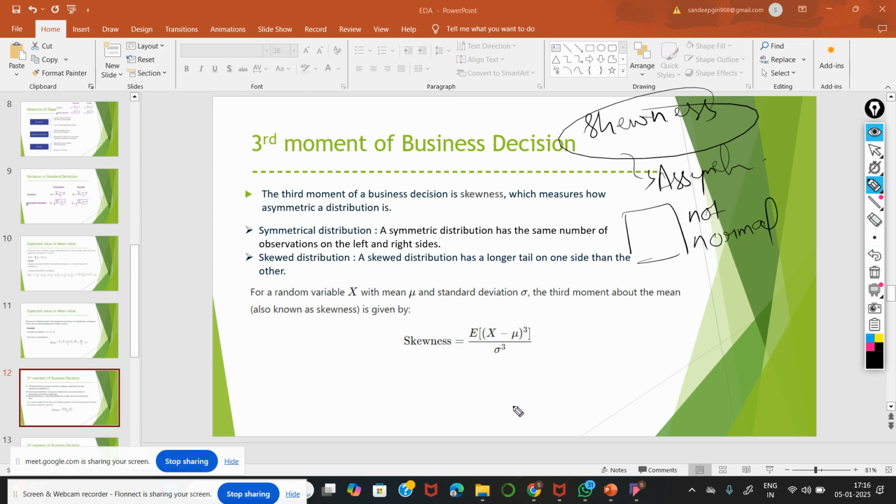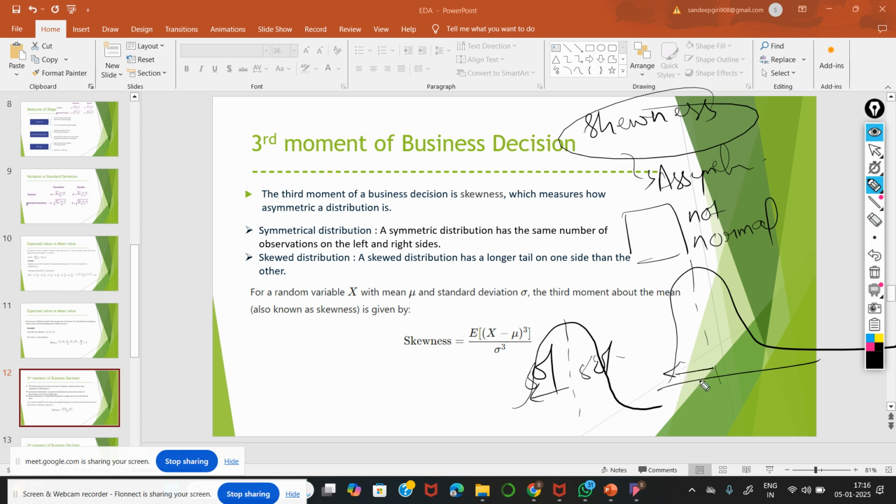Normal distribution is symmetric in nature. If I cut the normal distribution at the middle, 50% data on one side and 50% data on the other side. What if you are having one distribution like this? If I cut it here, will it be fine? 50% upon 50%? No, it won't be 50-50. Here 20% can come and on the other side 80% also can come. Who knows? Okay, so this is known as asymmetric distribution.